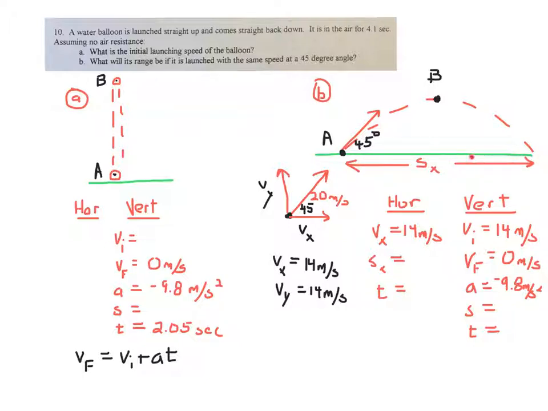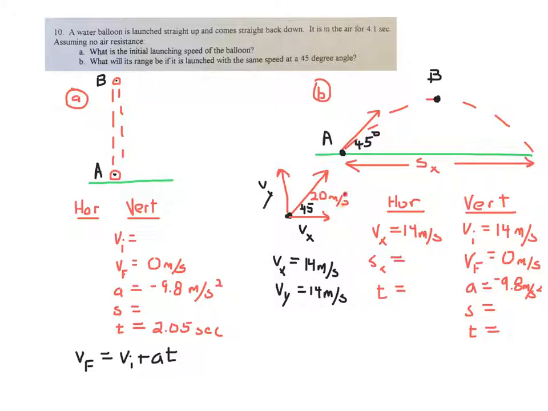So now this truly is a simple, straightforward projectile problem. The key that students get hung up on is this: the time is not the same. It's not 4.1 seconds. The angle is 45 degrees now, so the launching velocity is 20 meters per second. That's what you solve for in part A, but you're not launching straight up. You're launching at an angle.